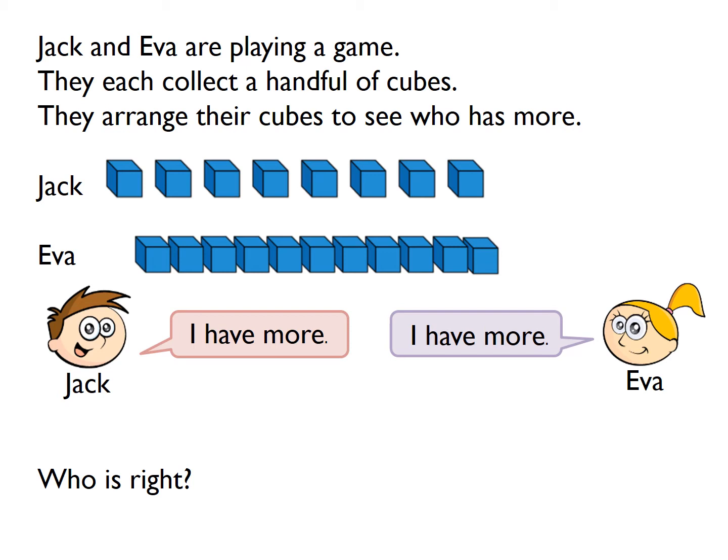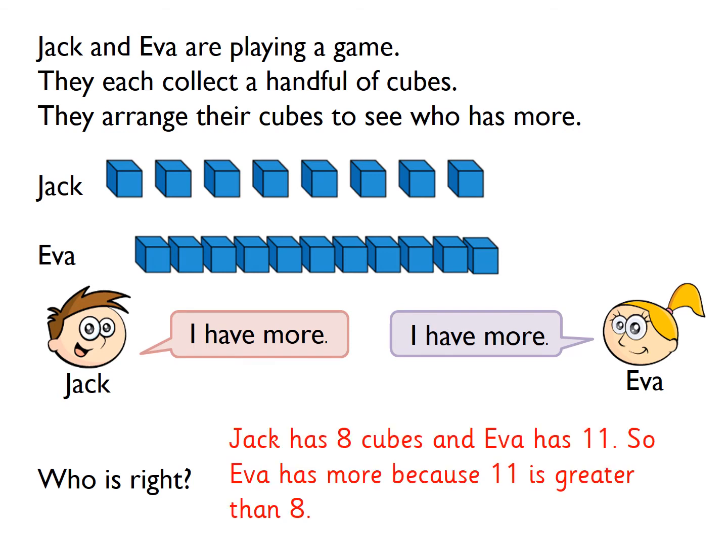Okay, so when you count Jack's cubes, you'll have noticed he has 8, whereas Ava has 11. So Ava has more, because 11 is greater than 8, but I think the confusion was down to the way they've laid out the cubes. If they'd laid them out the same, with the spaces in, you'd have been able to see quite clearly that Ava had more. But because they're closer together, it looks like they've got the same amount, doesn't it?